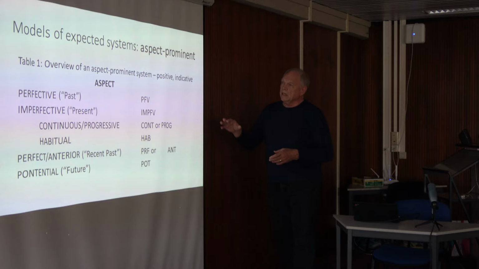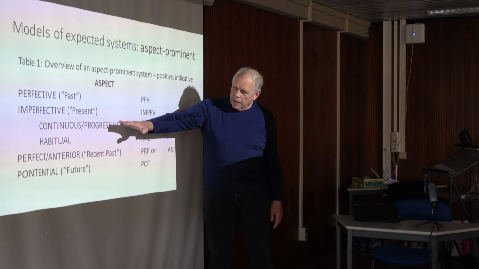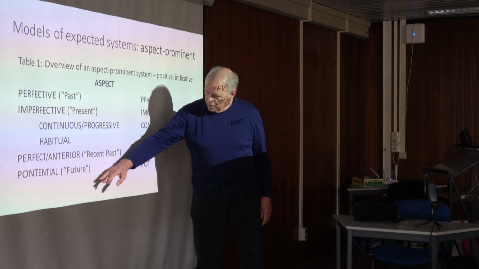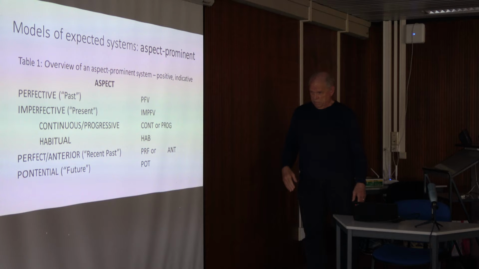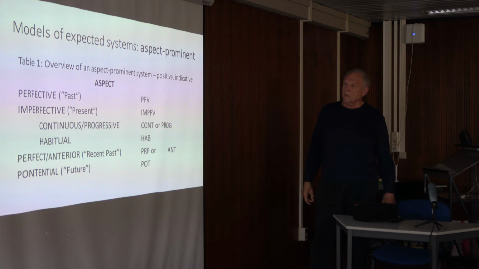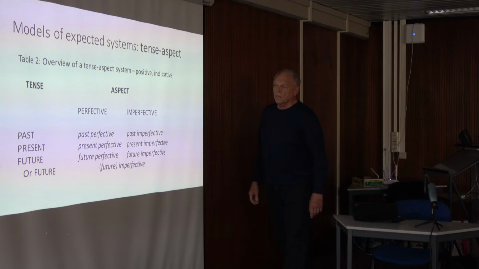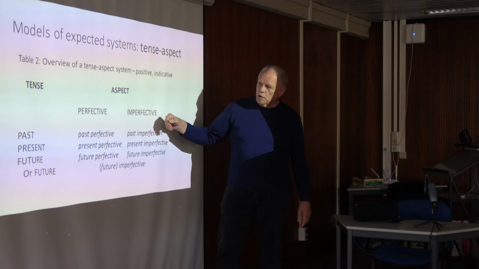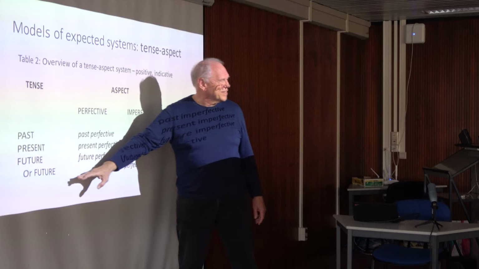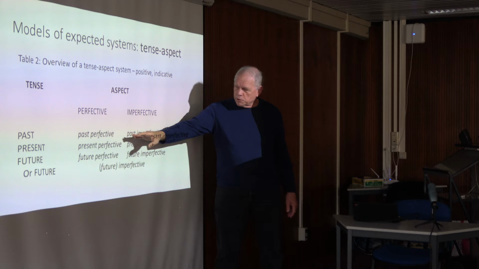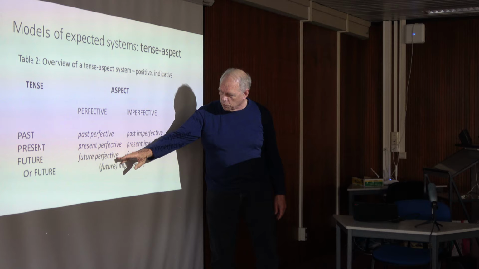So this is a model for an aspect prominent language. It's basically going to have a perfective and imperfective. It may have other subcategories of imperfective. It's going to have the perfect and potential or something for the future, some kind of marking probably, or it might be using the same imperfective for both present and potential, and you derive it from the context. So that is the aspect prominent, contrasting it with the tense aspect system, where you have perfective and imperfective. You have the aspect markers here, I mean categories, but you have tense now. You have past, present, and future, or maybe future marked in some particular way. Usually what you expect is to have a past perfective and a past imperfective, a present perfective, a present imperfective, a future perfective, a future imperfective. You expect that kind of systematic presentation.